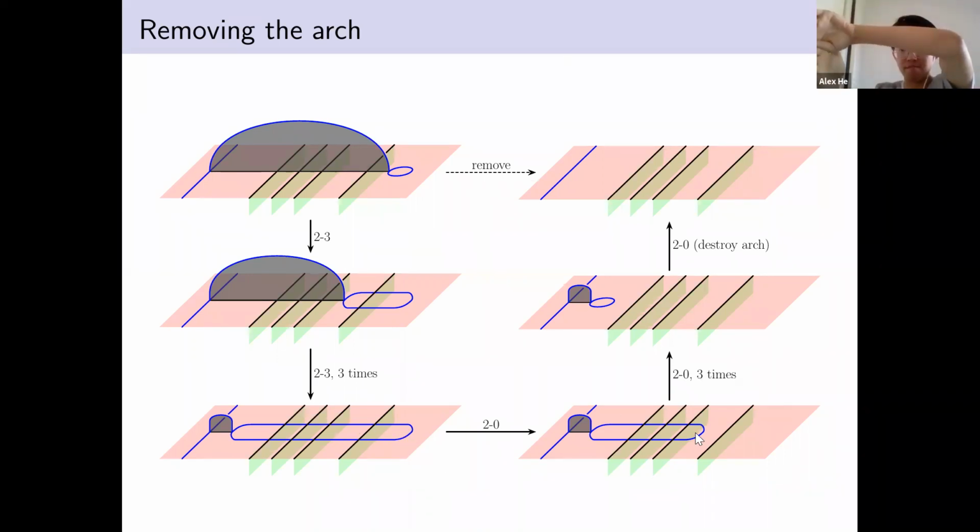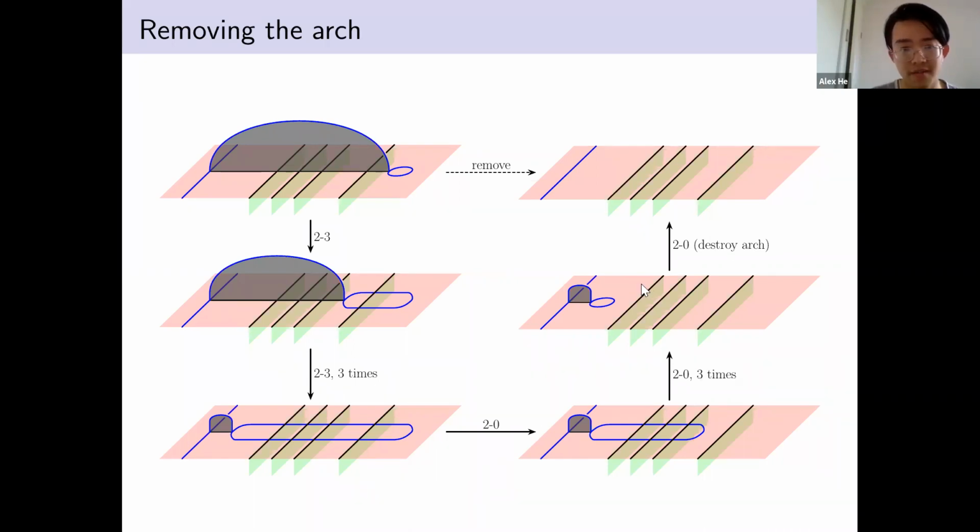And that pulls this loop back. And you repeat this, you keep pulling this loop back until you get to this configuration. And now in this configuration, you've got another 2 cell that meets 2 vertices. So you can again do a 2-0 move, which is like, remember when we built the arch, we had 2 sides that we pushed together and you push one side up the other side. So now we push it back down and that gets rid of the arch.